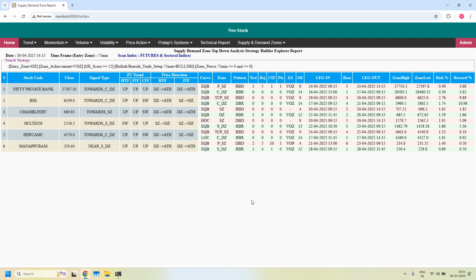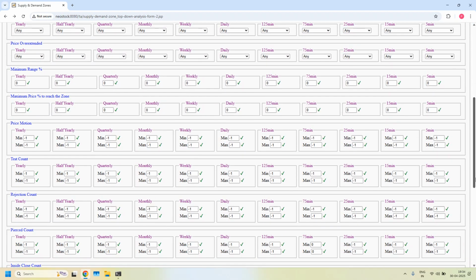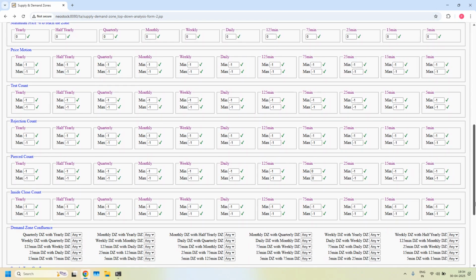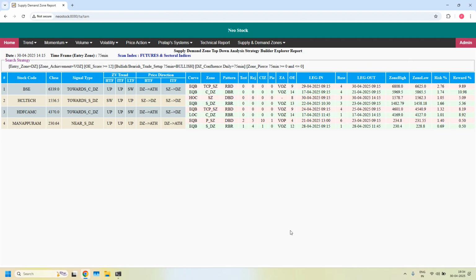First filter, LTF and ITF demand zone confluence. That is 75 minutes and daily demand zone confluence. So I am enabling the filter 75 minutes demand zone with daily demand zone confluence. By setting this filter, we got 4 stocks. In these 4 stocks, these 75 minutes demand zones are overlapped with the daily demand zone. And the daily trend is up in all the stocks because it is a bullish trade setup. ITF trend, that is nothing but daily trend.